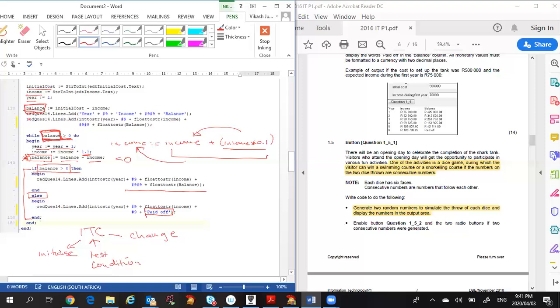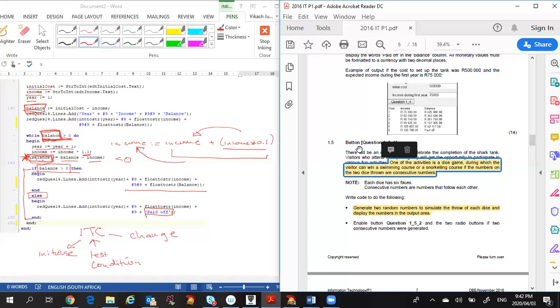I'm giving it a value so that I can test it in the while loop. And then at this point, the balance is changing, which satisfies the third criteria. I is initialize, which is happening before the loop. T is test, that's what you are testing. And C is change, which is inside the loop where the variable changes.